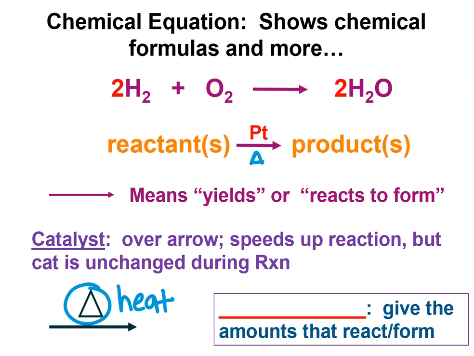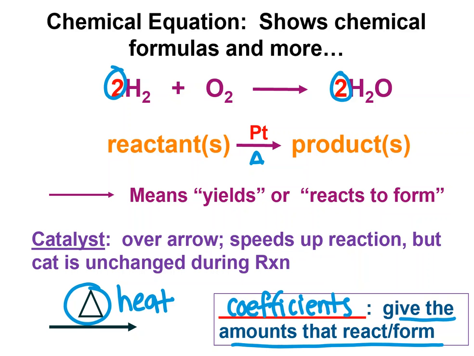The last thing is these numbers in front are called coefficients. And they're very important because they give you the amounts that react or form. In other words, in this reaction, I have 2 molecules of H2 reacting with 1 molecule of O2. And we're going to be using these coefficients, there's a 1 there, in a lot of calculations.